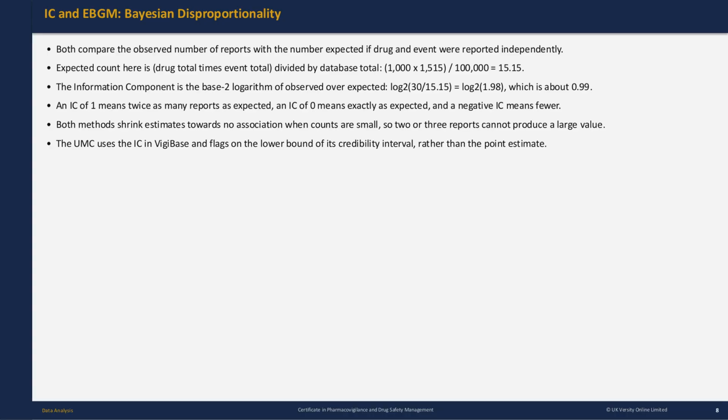The information component is the base 2 logarithm of observed over expected, log2 of 30 over 15.15, log2 of 1.98, which is about 0.99. An IC of 1 means twice as many reports as expected. An IC of 0 means exactly as expected, and a negative IC means fewer.